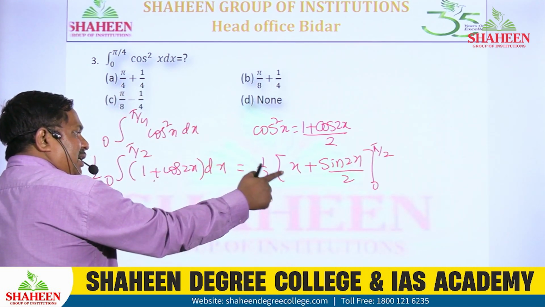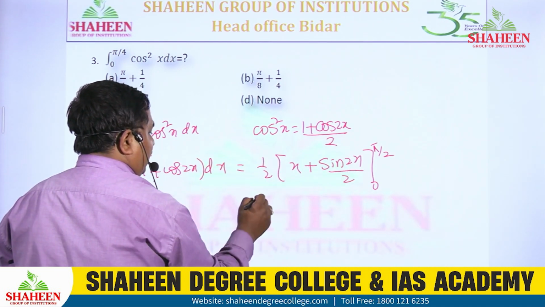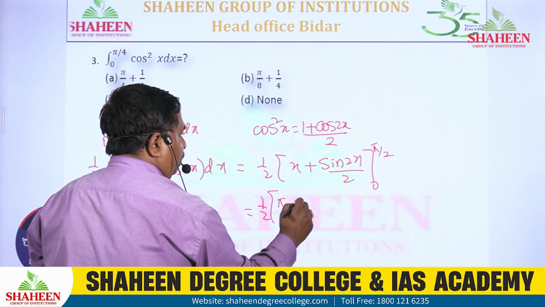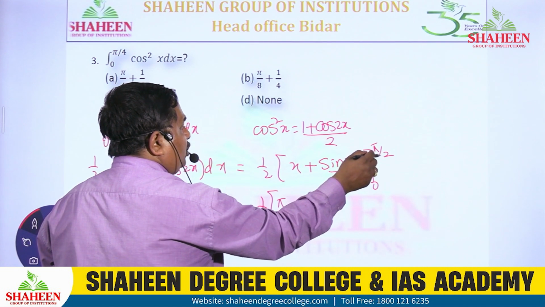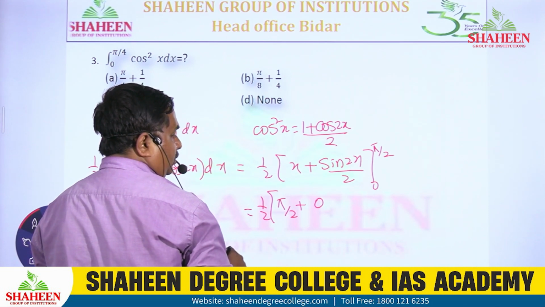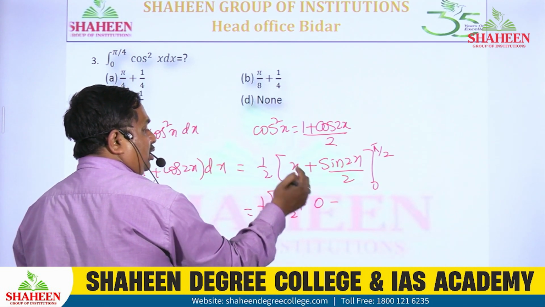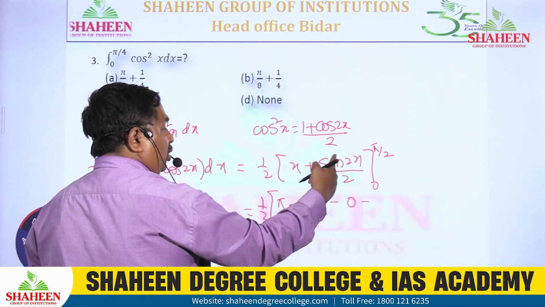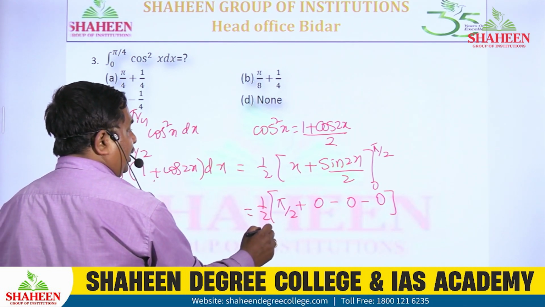1 integrates to x, and cos 2x integrates to sin 2x by 2. Let us substitute the upper value, 1 by 2 outside as it is, x is pi by 4, so 2x becomes 2 pi by 4, that is pi by 2, plus sin of that. This is the upper value minus the lower value. On taking x equal to 0, sin 2 into 0 is 0, and the sin 0 value is 0. The only pi by 4 remains in the bracket.